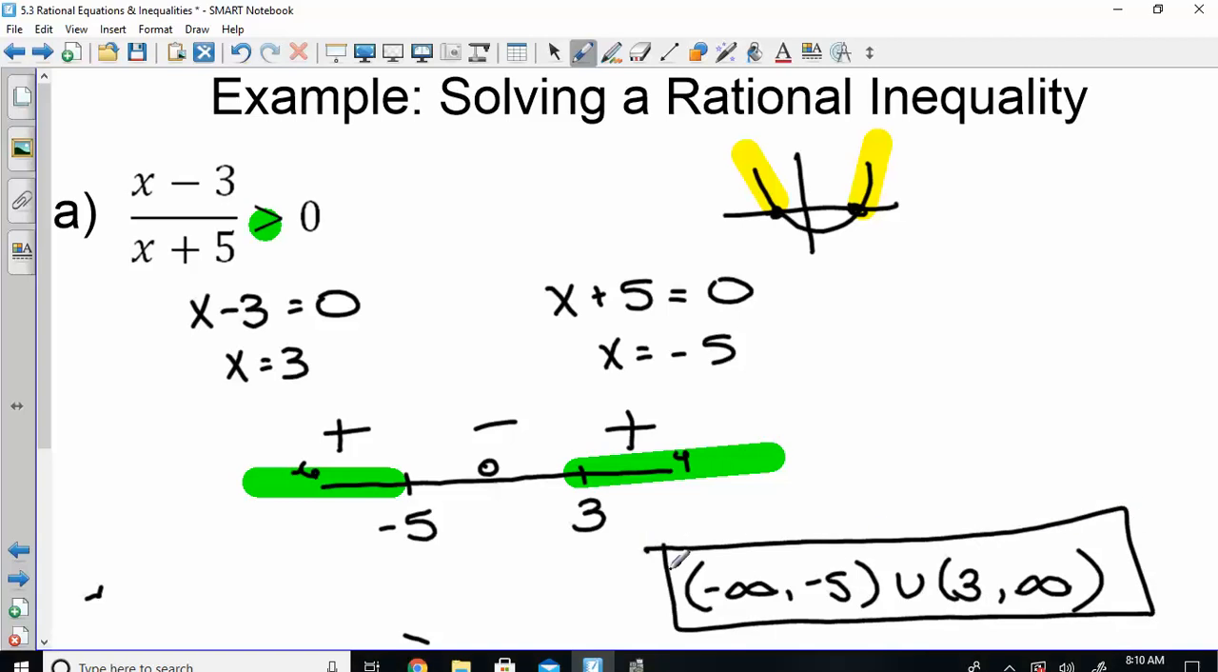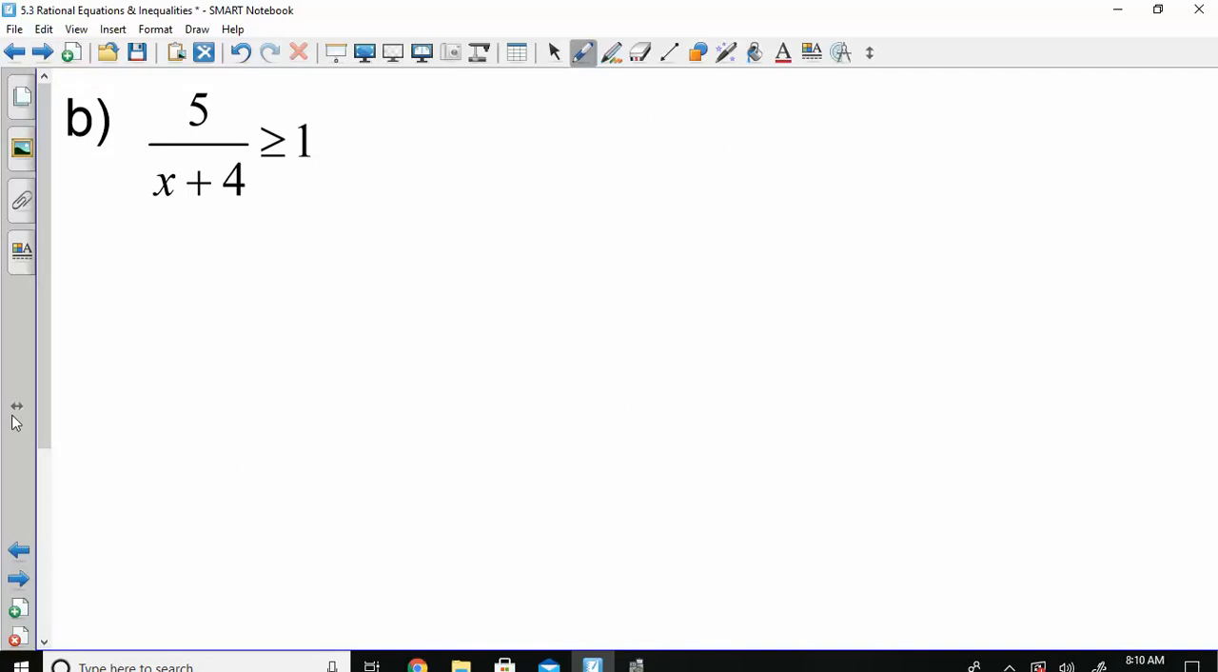With these inequalities, your answer is going to be an interval. Okay, not just a single number. You will get an entire interval. Any questions with this? We're just going to keep practicing these. Here's our second one.